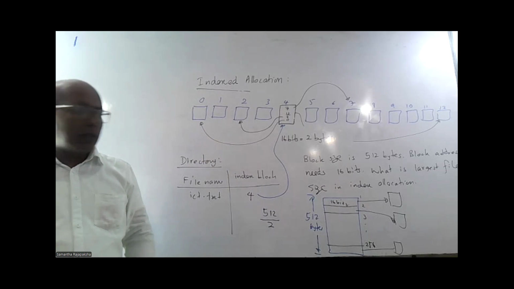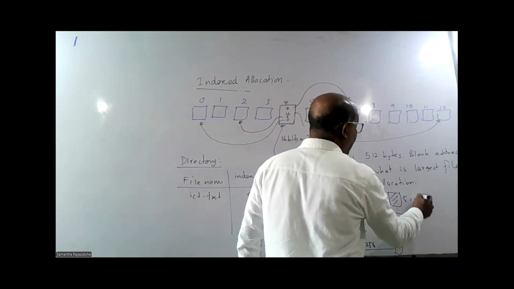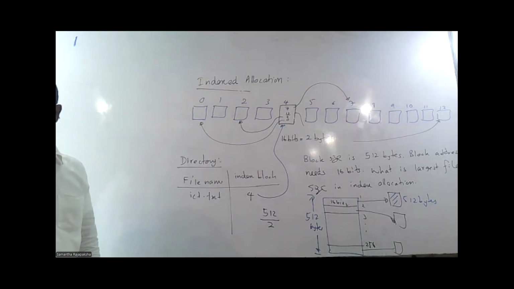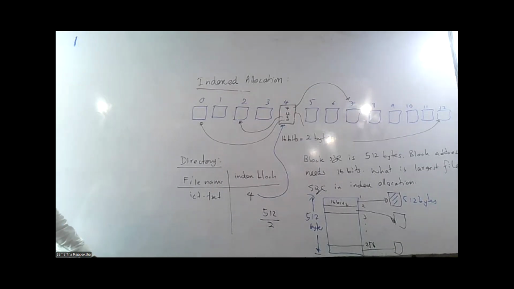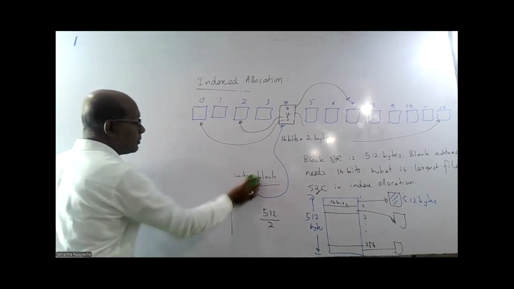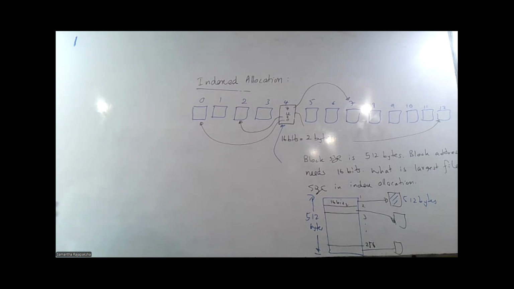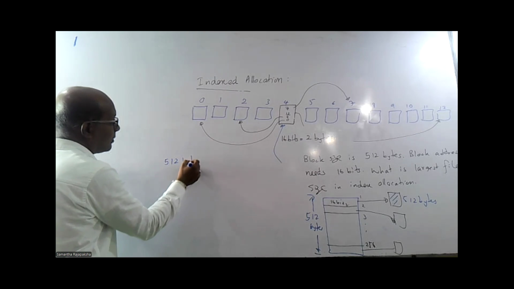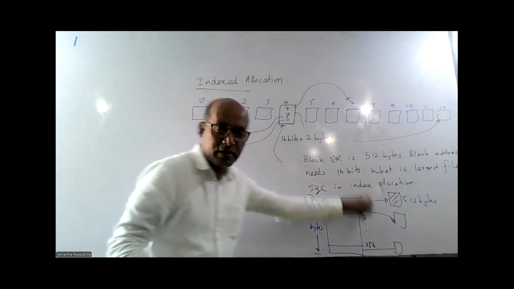Then the 1 pointer contains 1 block. 1 block is how much? 512 bytes. Each pointer points to another block. Therefore, the largest file size will be how much? The largest file size will be 512 bytes multiplied by 256, because it is 256 pointers.